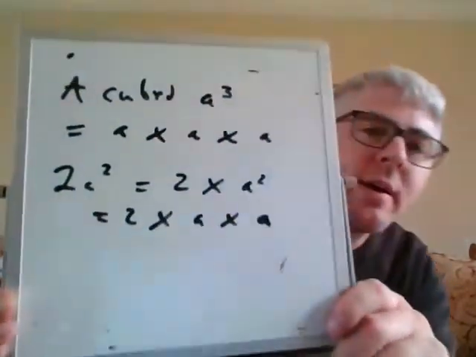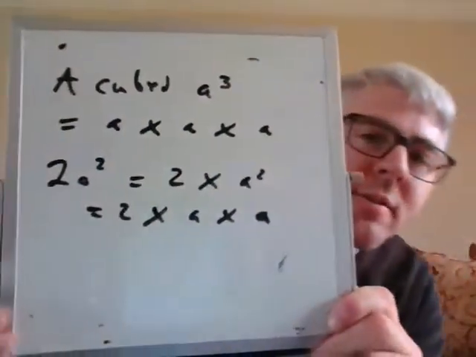And if I put here 2A squared, it equals 2 times A squared, which equals 2 times A times A. I just want you to see that as well, very quickly. So 2A squared, 2 times A squared equals 2 times A times A.